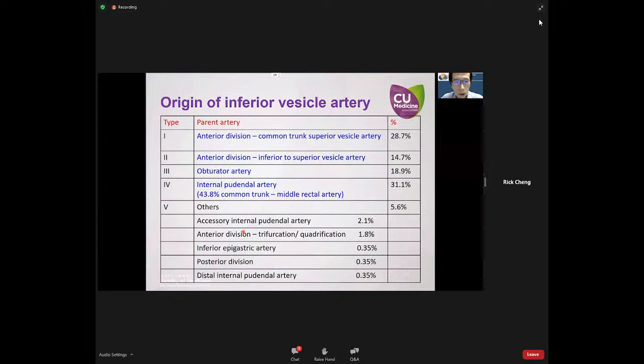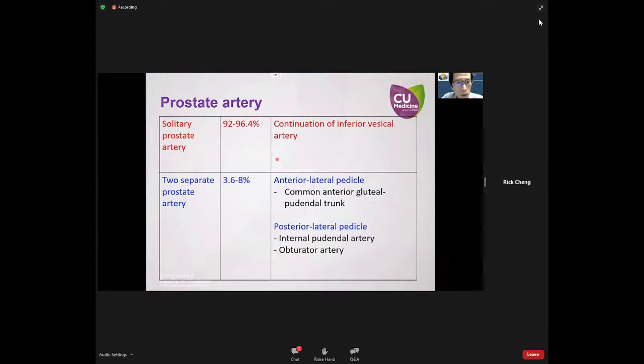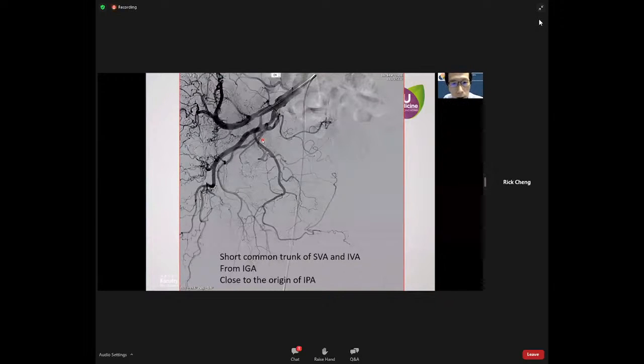And we know that there are a number of variations as to the origin of the inferior vesical artery, which gives rise to the prostate artery. We need to know them. And we know that the majority of the prostate arteries are a solitary artery on each side. And this is a typical oblique view of a pelvic arteriogram, showing the origin of the inferior vesical artery, which is over here.